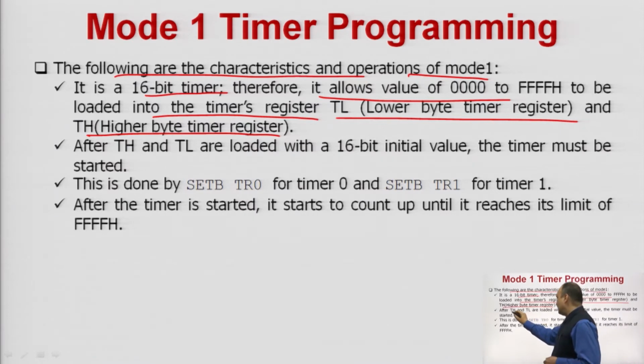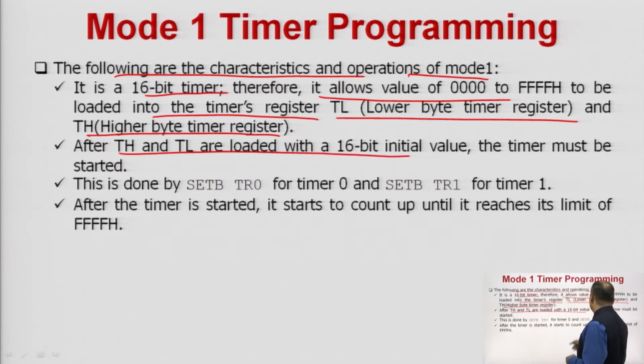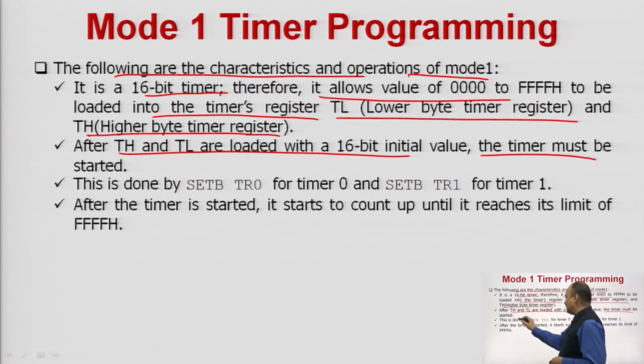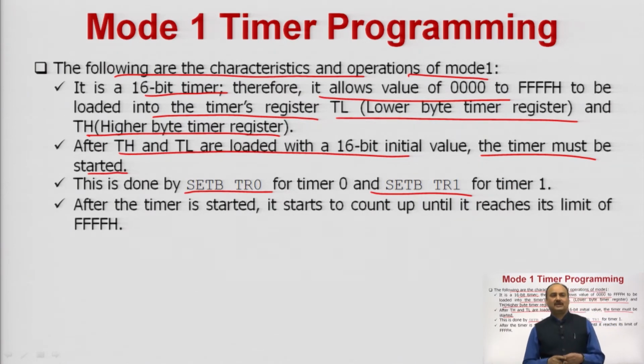After TH and TL are loaded with a 16-bit initial value, the timer must be started. So the second step is that we must load the 16-bit value into the TL and TH registers of the timer. Once the initial value is loaded, the timer must be started with the help of the instruction SETB TR0. This 0 indicates that this is timer 0, and SETB TR1, where this 1 indicates timer 1. With the help of these instructions, SETB TR0 and SETB TR1, we can start the timer once it is loaded with the initial value.